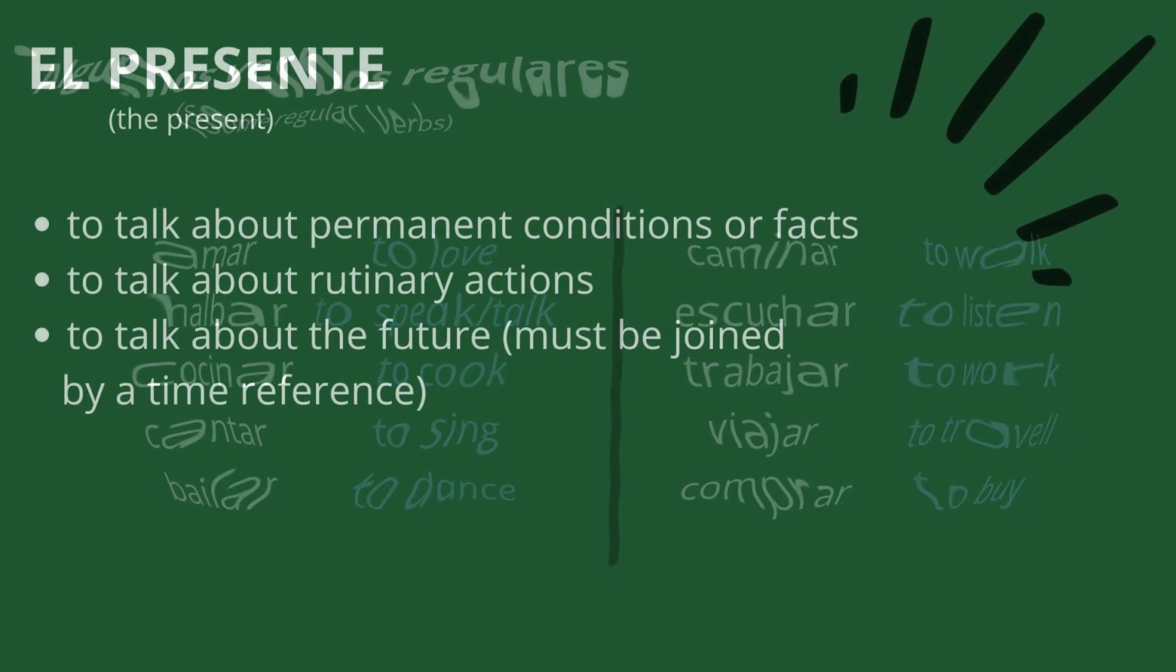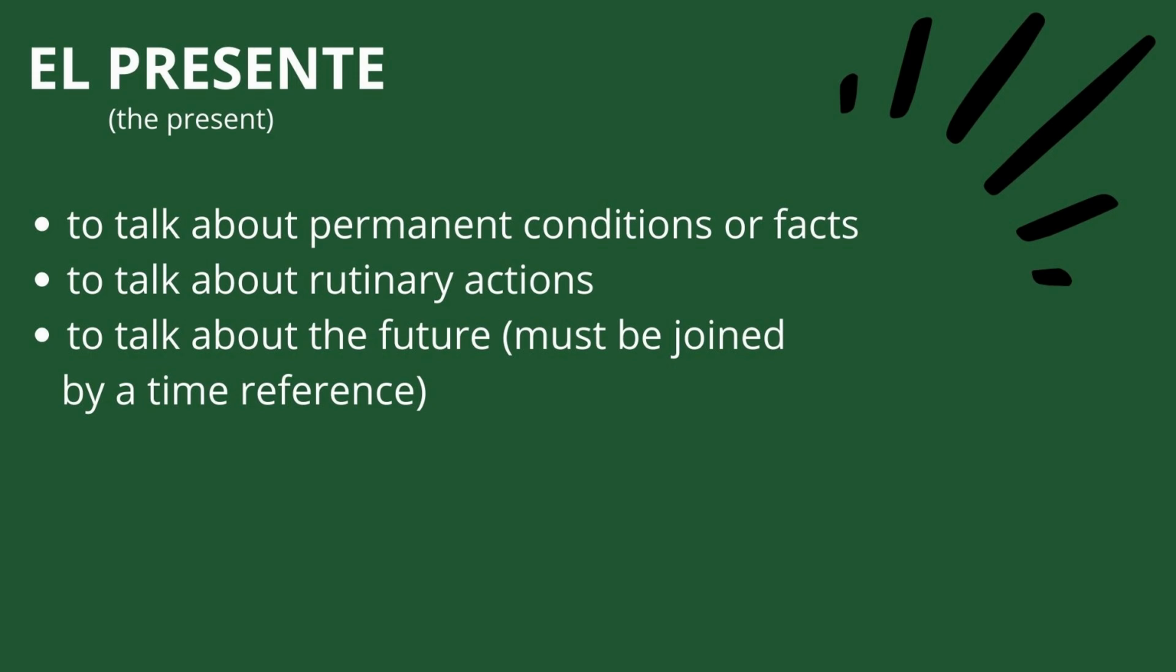Now I'm going to explain when we use the present tense. It's essentially used in the exact same way as in English. Firstly, we use it to talk about permanent conditions or facts. We can also use it to talk about routine actions and to talk about the future. However, when we use it to talk about the future, it must be shown by a time reference. A time reference being tomorrow, next year, the following month, etc.